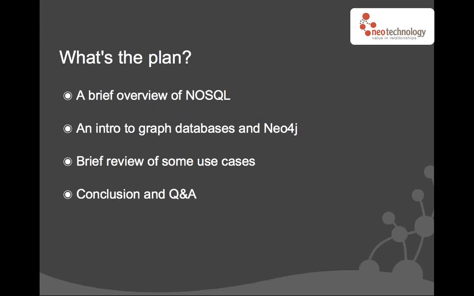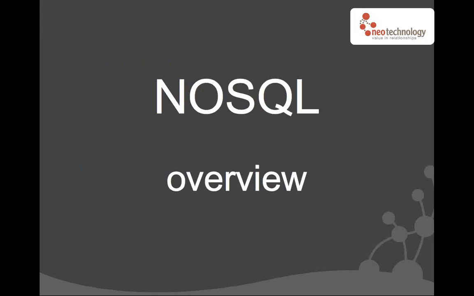Okay, so what's the plan? Like I mentioned, we're going to start by zooming out a little bit and talk about NoSQL, the broader landscape of alternative databases, and where graph databases fit in that. Then we're going to dig into graph databases specifically. We're going to talk about some code and show some examples and talk about the basics. We're going to look at some use cases that are emerging as sweet spots for graph databases, and then we're going to wrap up and hopefully have time for some questions. Without further ado, let's dig into NoSQL.